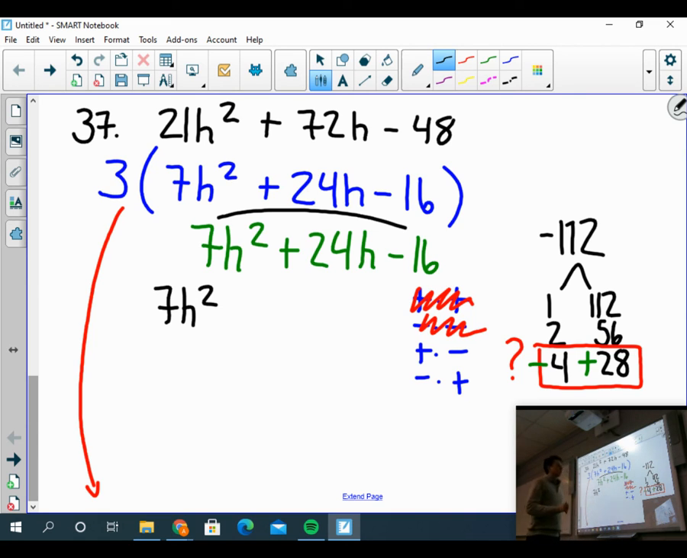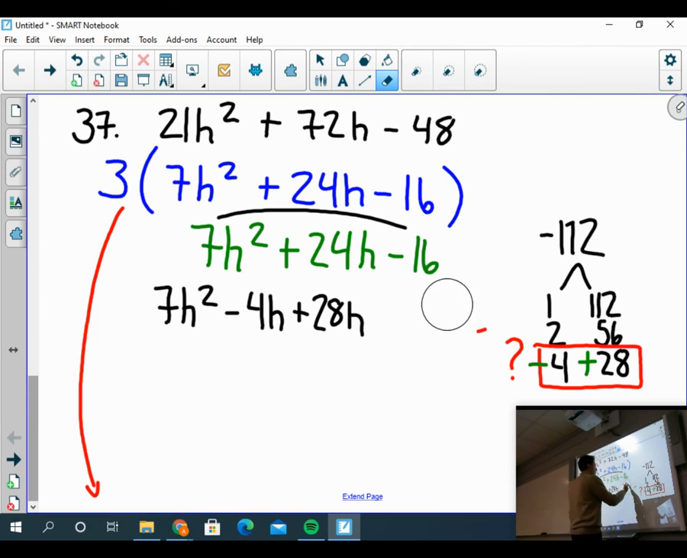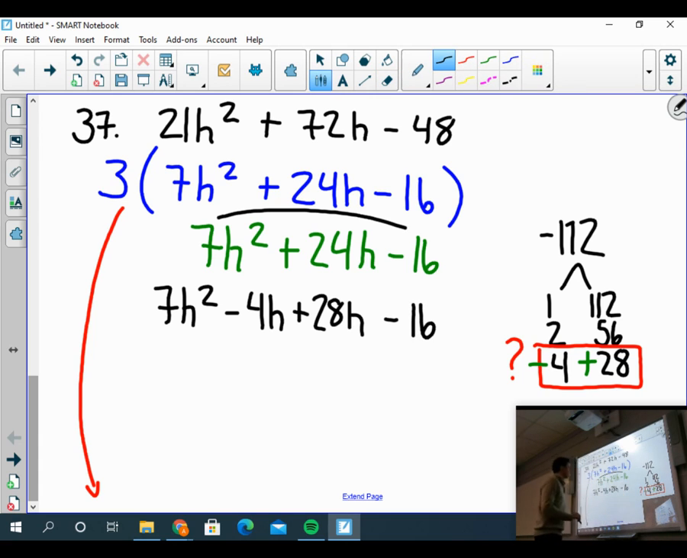Again, let me pause here. If you need help with the signs, shoot me an email and let me know. I'll help you out and give you some more practice with that. Minus 4h plus 28h minus 16. And splitting the middle.